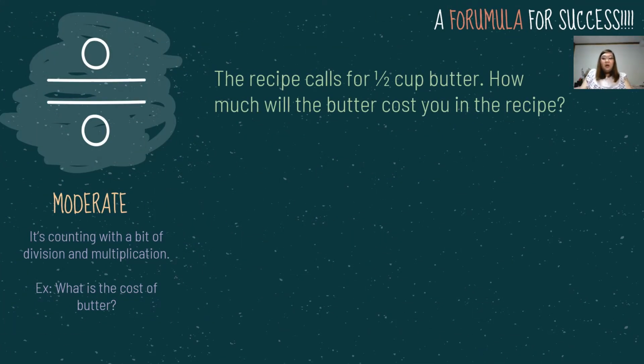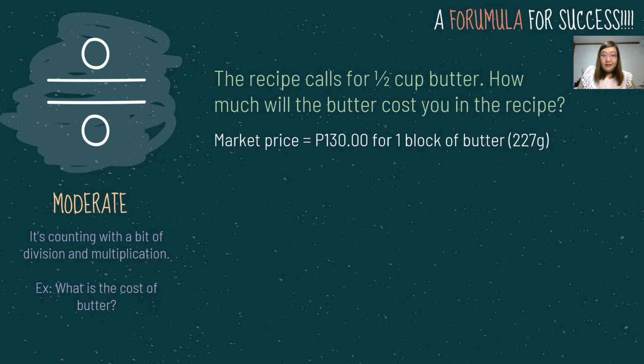Now let's go to the moderate difficulty. The recipe calls for half a cup of butter. How much will the butter cost you in the recipe? Let's go first for the first step, market price. So 130 pesos for a block of butter. A block of butter is usually 227 grams. A block of butter is also equal to 1 cup of butter. So that's 130 pesos.